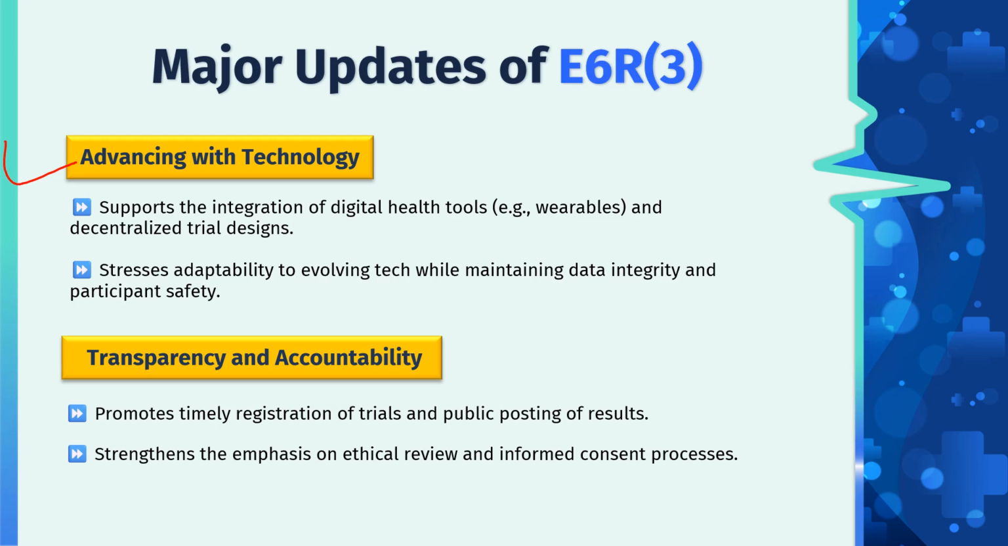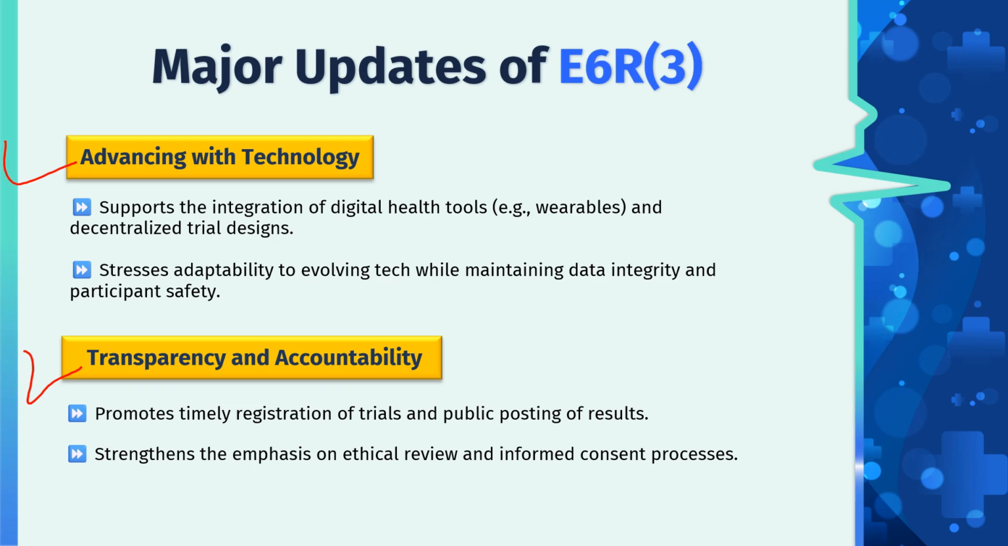Next we have the inclusion of transparency and accountability. As you know, transparency and accountability are among the most important aspects of patient privacy and safety. E6R3 also has updates which include transparency measures, which promote timely registration of the clinical trial and public posting of the results, which includes all the results and the data generated in the clinical trial. So whatever trials are being conducted have to be publicly informed, which improves the transparency aspect.